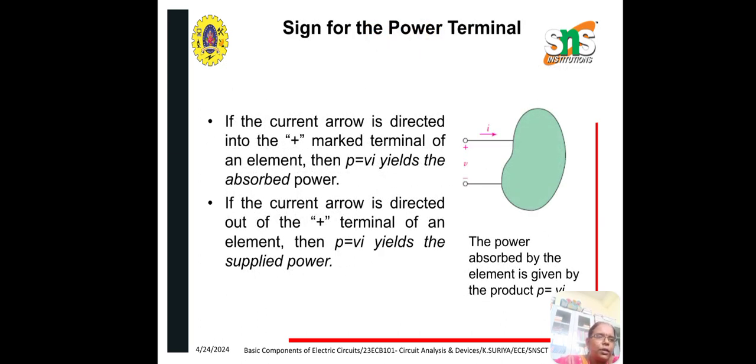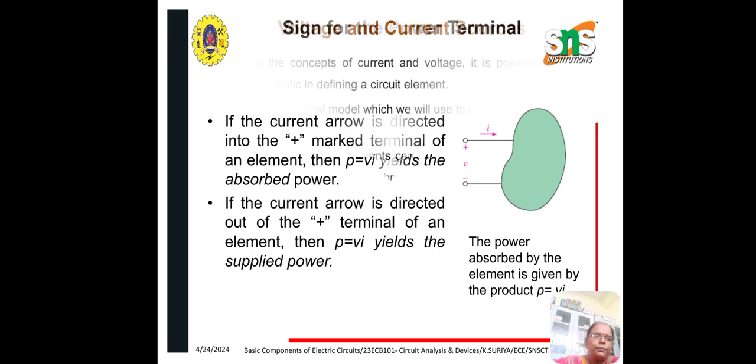So this is the sign of the power terminal. Power is equal to voltage into current. Both the voltage as well as the current have to be mentioned along with the signs, the direction of current and the parameters. If the current arrow is directed into the positive marked terminal of an element, then P is equal to VI. If the current arrow is directed out of the positive terminal of an element, then it represents the supplied power. In the previous case, it represents the absorbed power.